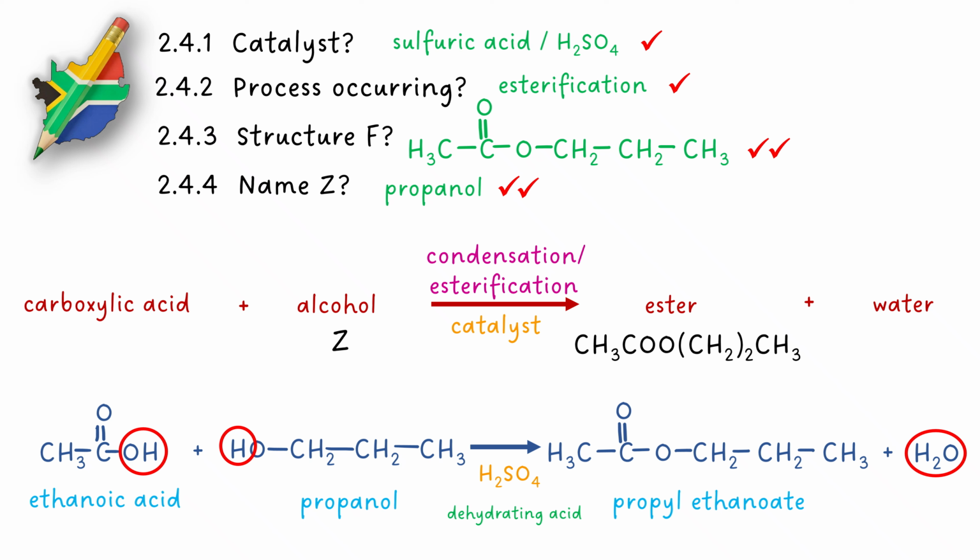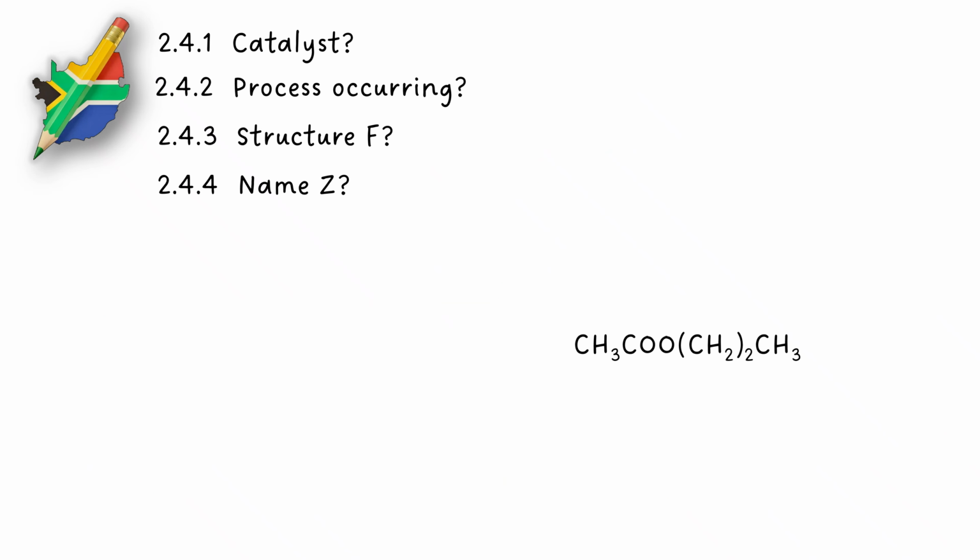This question asks us to identify the catalyst, the process which is occurring, the structure of substance F, and the name of a substance which we will call Z. This is compound F, and if we expand its condensed formula a bit, we get this structure.